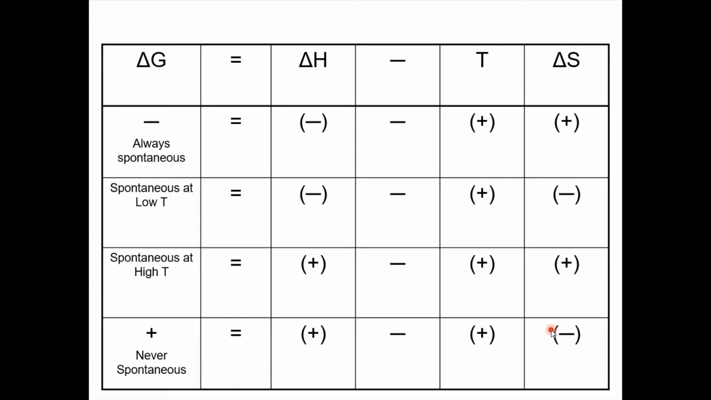never spontaneous. When your delta H is negative and your delta S is positive, you always get a negative answer for delta G, and your reaction is always spontaneous.